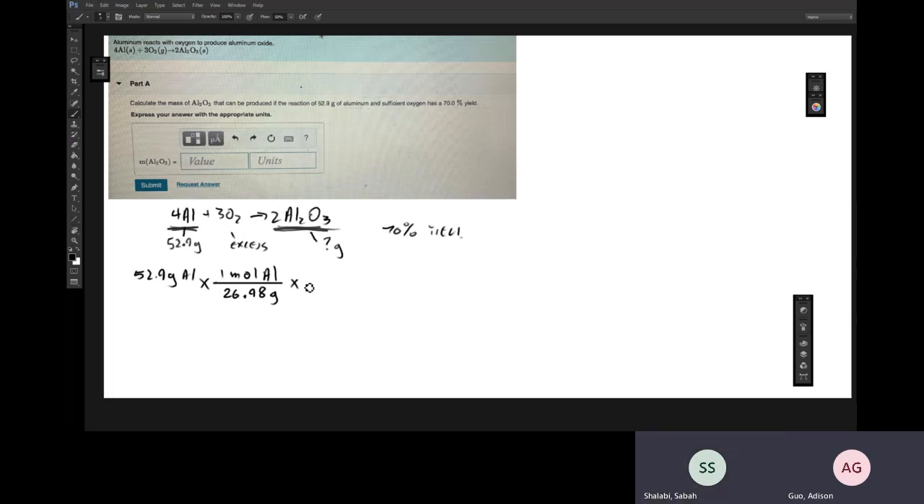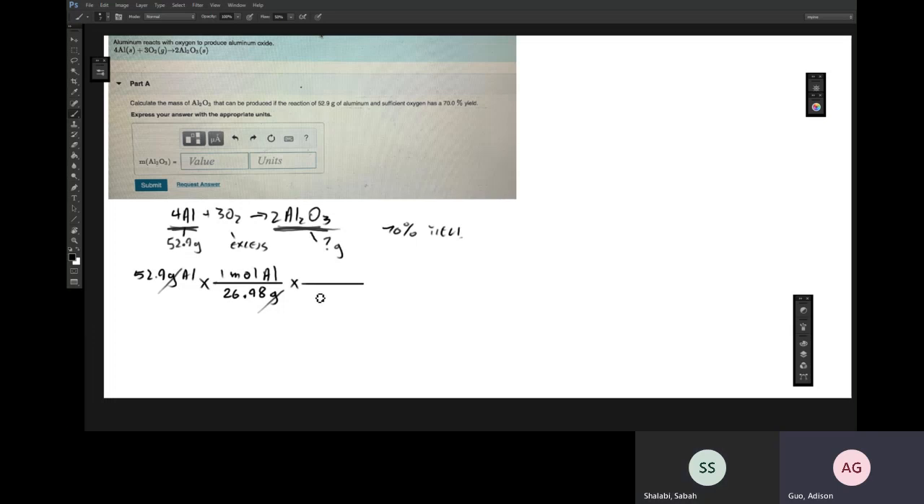So whenever it says 1 mole of aluminum, you always have to see what the mass of a mole of aluminum is to finish solving. Because if you see, we cancel out the grams, and now we have moles of aluminum as our units. So we effectively found out how many moles of aluminum this 52.9 grams is.